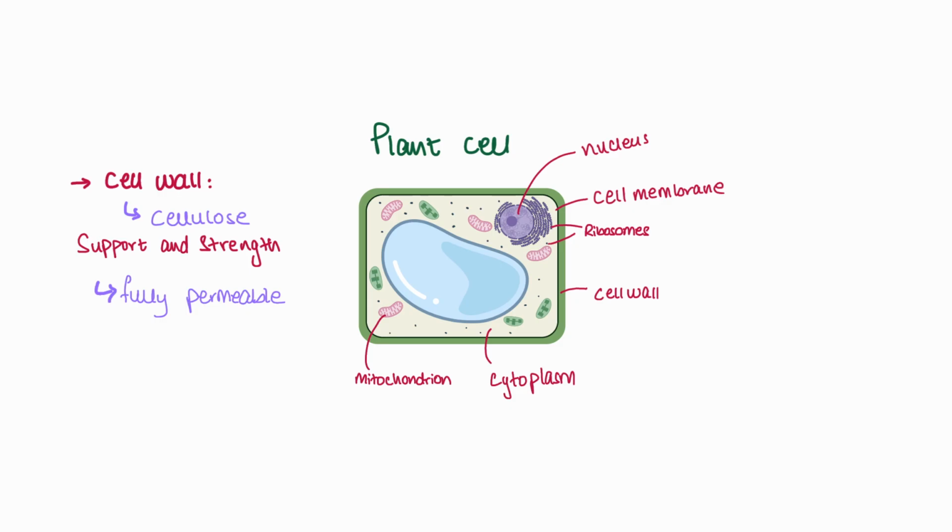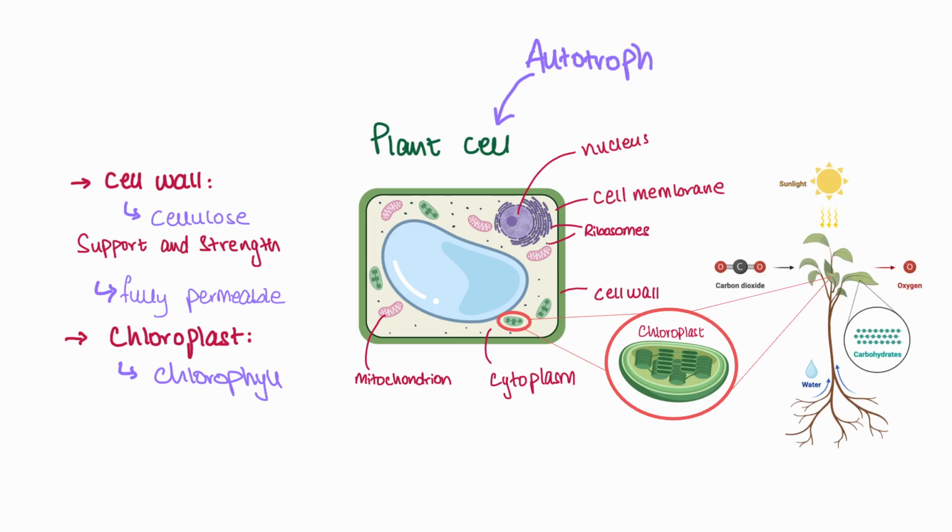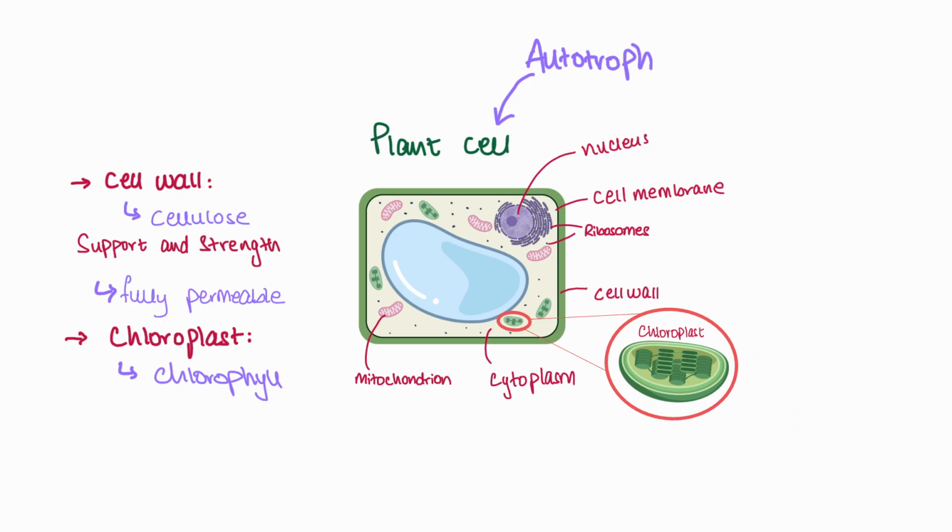Now, the next additional feature that is pretty obvious here is a chloroplast. You've probably heard this word before, but let's just go into a little bit of detail of what a chloroplast is and what it does. We all know that plants are autotrophs, right? That means they make their own food. Now, this making of their own food is essentially what the chloroplast is for. This chloroplast contains a pigment called chlorophyll, which traps light energy, and that energy is then used to make glucose and oxygen.